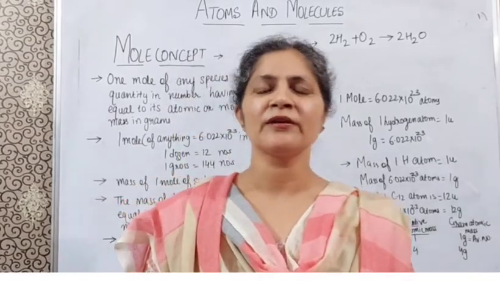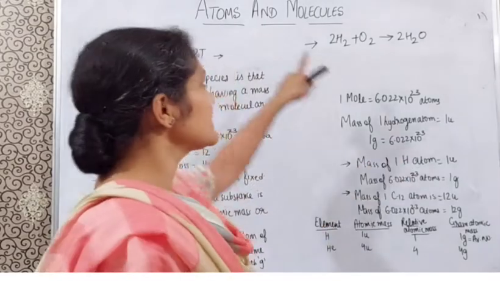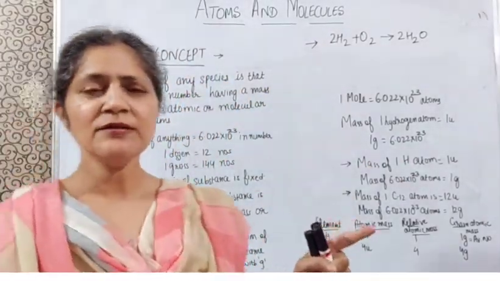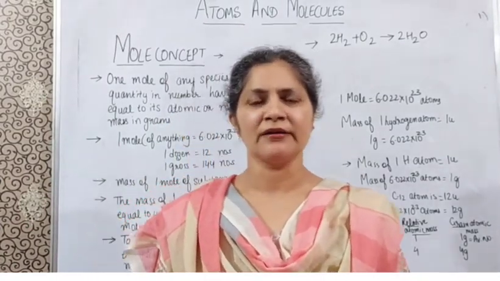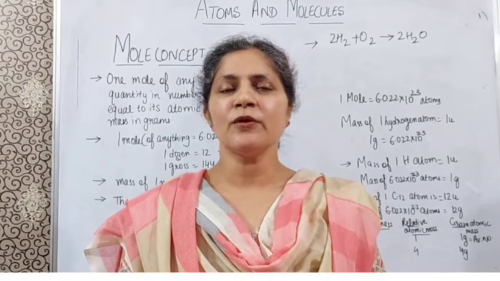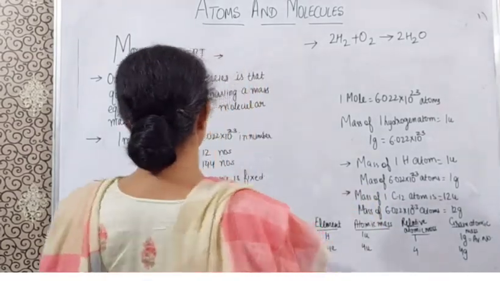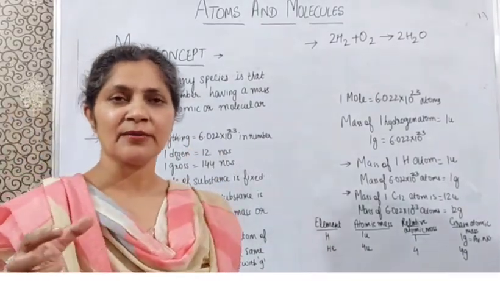Students, today we are going to start a very new topic of the chapter atoms and molecules, that is the mole concept. Now students, we will take an example. As you go to market to buy something, say you want to buy 1 dozen bananas. So 1 dozen means 12 bananas. Right students, 1 dozen means 12 bananas in number.